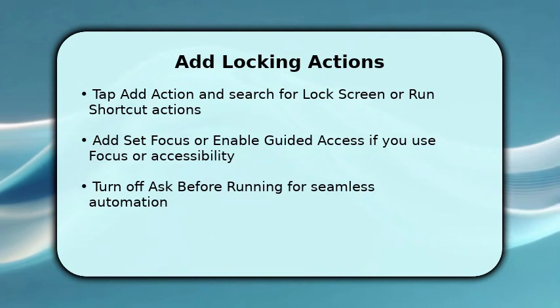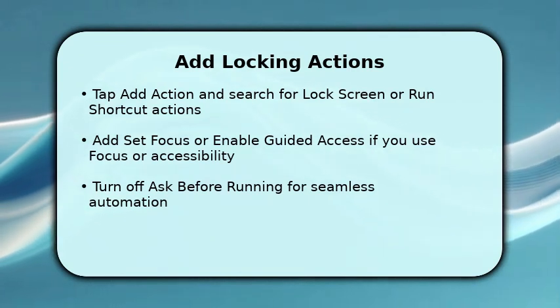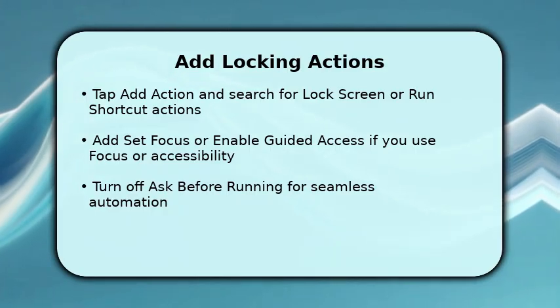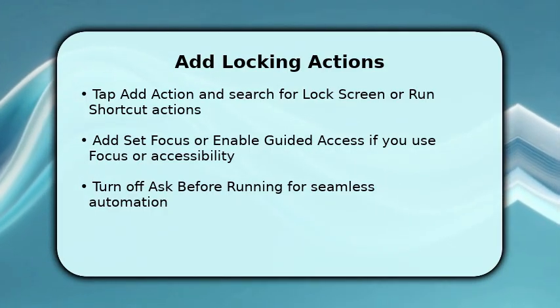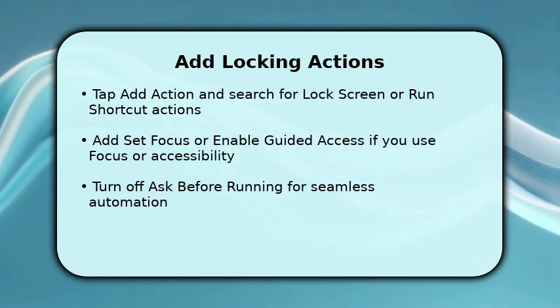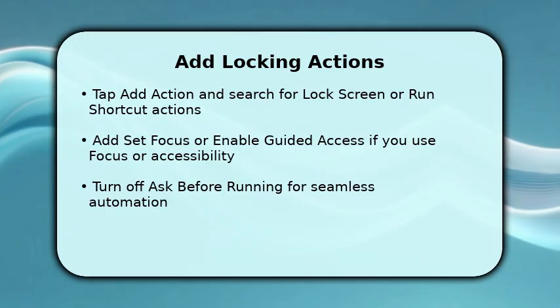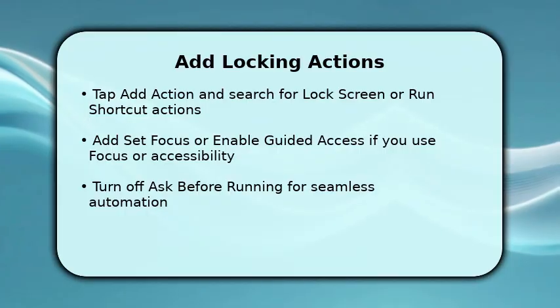Now add the actions that enforce the lock. Tap Add Action and search for Lock Screen. If not available, use Run Shortcut that triggers a secondary shortcut or Set Focus to restrict notifications. If you prefer guided restrictions, add Enable Guided Access and configure options. Make sure to chain actions in the order you want them to run.